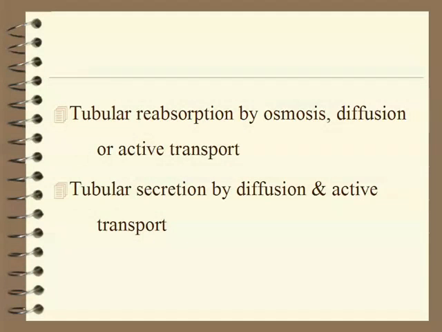Tubular reabsorption is done by osmosis, diffusion, or active transport. Tubular secretion is by diffusion and active transport. And different substances have different levels that they must reach before they are excreted. For example, glucose's threshold is around 180. The older textbook said it was around 200. So they're saying the kidneys are a little bit more specific.